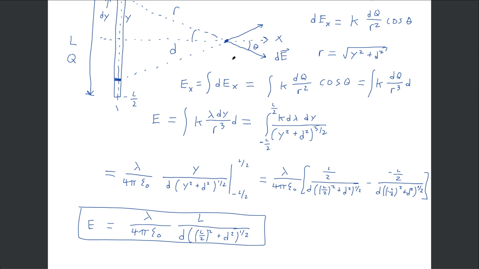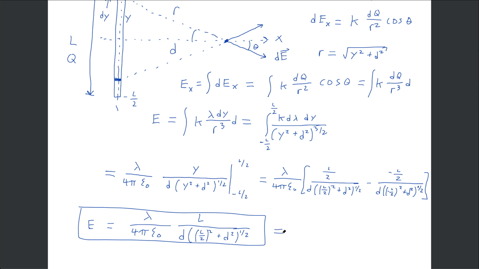So let's just do one more modification of this. Remember, this lambda here is the total charge divided by the length. So we've got total charge divided by length, but then times length. So the product of lambda times L is just the total charge. And since we're talking about magnitude of the electric field, let's put the absolute value of the charge on here.